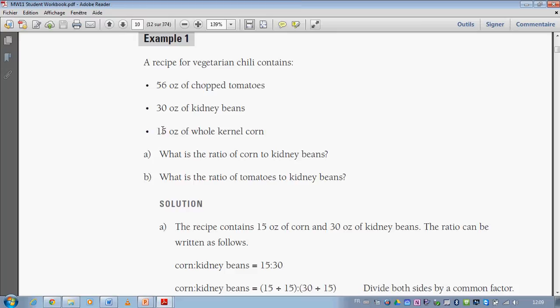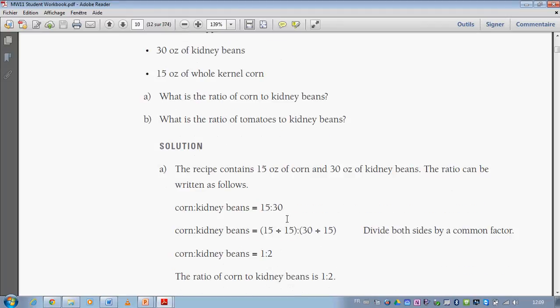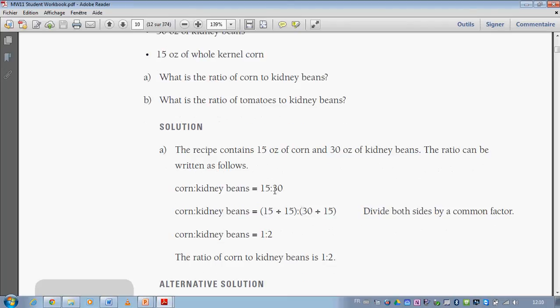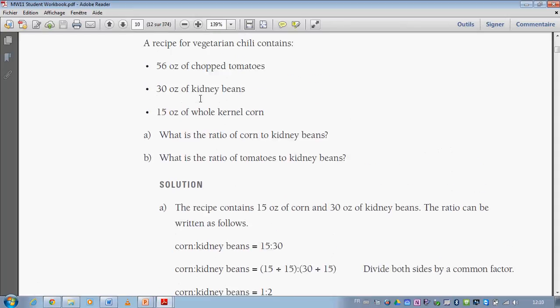A common factor means a number that you can divide both of these by, thus simplifying the fraction. And that's what they do here. They go 15 to 30, except they divide the top and the bottom by 15. When I say top and bottom, I'm looking at this as a fraction, like 15 over 30. So they divide 15 by 15, they divide 30 by 15, and you get a 1 to 2 ratio. So a 15 to 30 ratio is a 1 to 2 ratio.